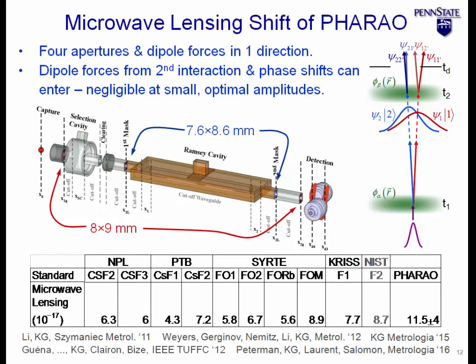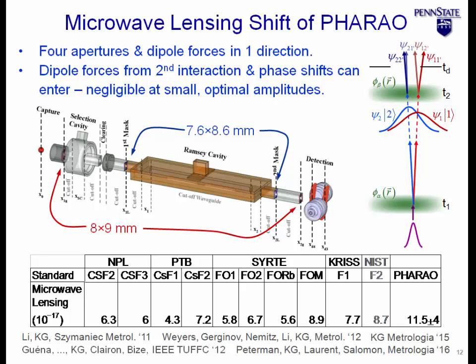And so here's a summary of a number of fountain clocks. Most fountain clocks have microwave lensing frequency shifts between 6 and 9 times 10 to the minus 17. PTB, an evaluation that's in the works right now, is a little bit lower just because of its geometry, but all the others are basically 6 to 9 times 10 to the minus 17. All of these clocks apply that correction, NIST does not.